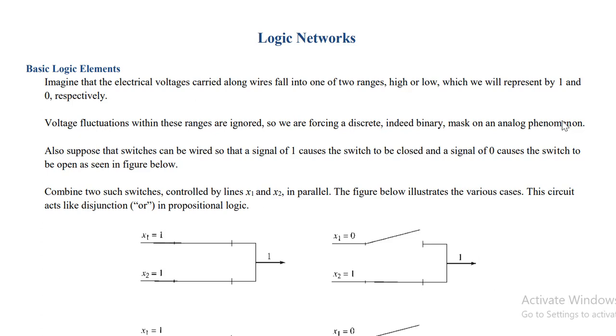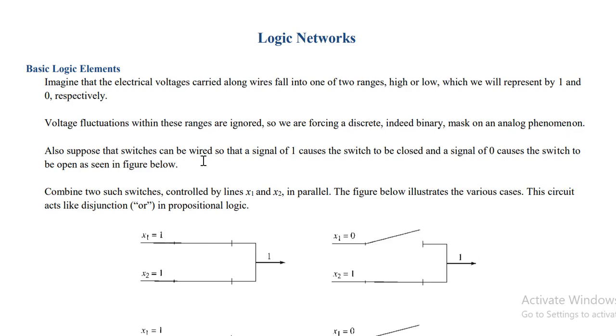Hello, in this video we will be talking about logic networks. Imagine that the electrical voltage carried along wires falls into two ranges, high or low, which we will represent by 1 and 0 respectively. Voltage fluctuations within this range are ignored, so we are forcing a discrete, binary model that masks an analog phenomenon.